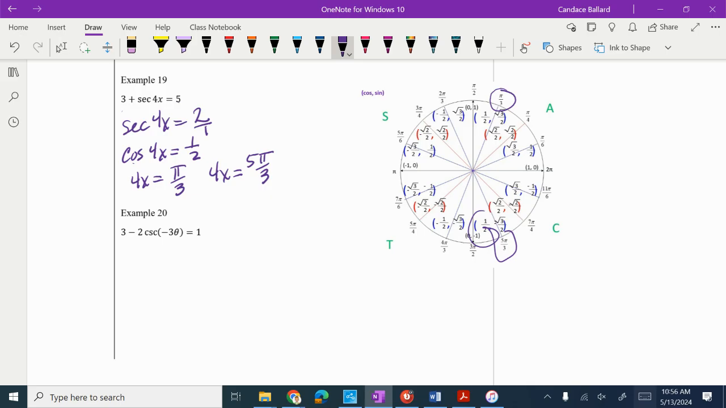Okay, so divide by 4 or multiply by what? 1/4. Now, I sometimes take a shortcut because I know the 4 is going to go away on the left side. So sometimes I just write this. Multiply by 1/4 if I need to see it in my head. Okay. All right, so that would mean that x equals pi over 12 and x equals 5 pi over 12.